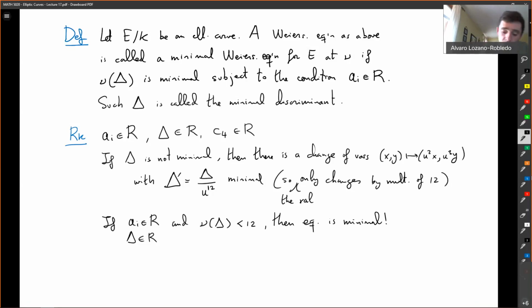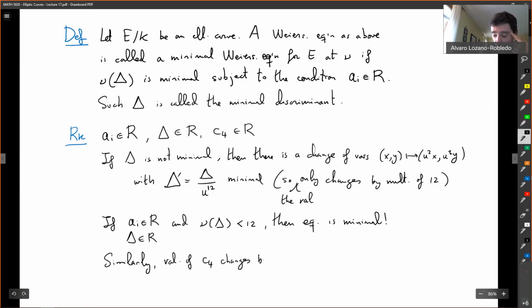Okay. Similarly, C4 changes by multiples of 4. The valuation of C4 changes by multiples of 4. So if the coefficients are integral and the valuation of C4 is already less than 4, then the equation is minimal.